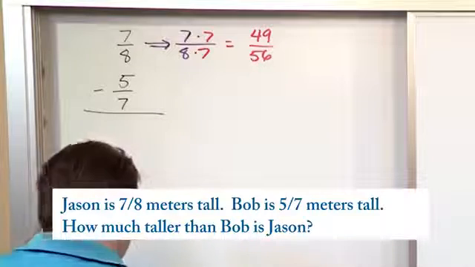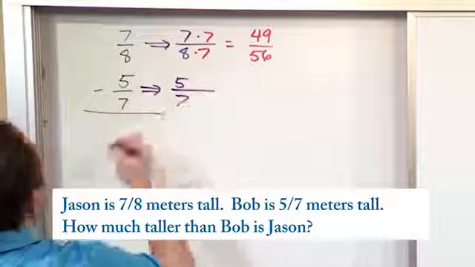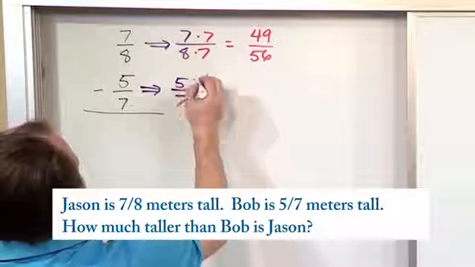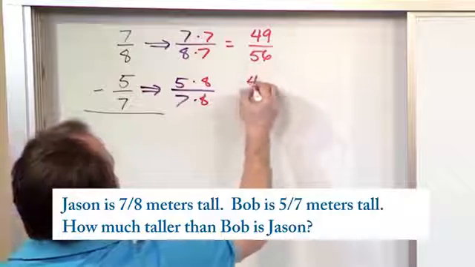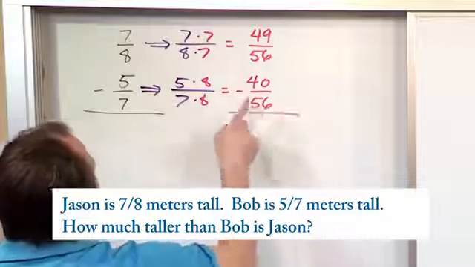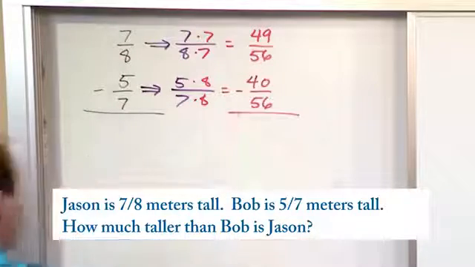And then I'll transform the bottom fraction by saying 5/7, and I'll multiply this one by 8 over 8. 8 times 5 is 40, and then of course I also have 56 on the bottom. So you see how when you multiply these together I get 56. I can always use that as a common denominator.